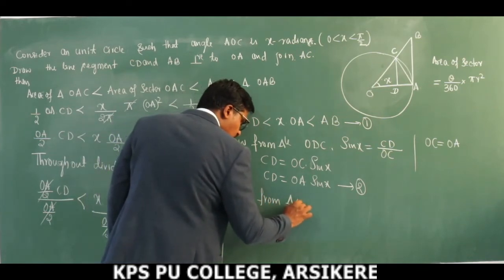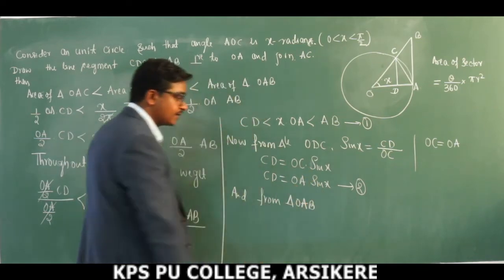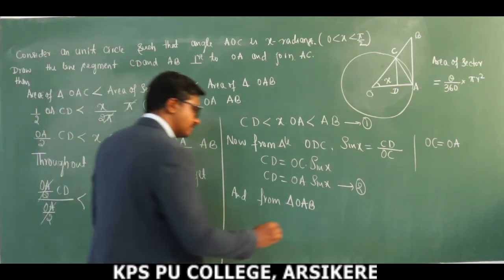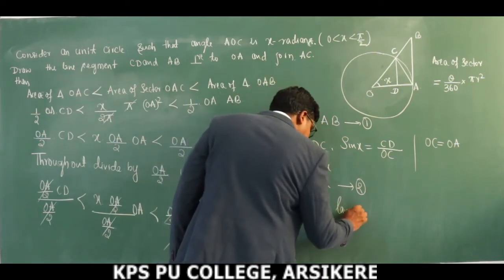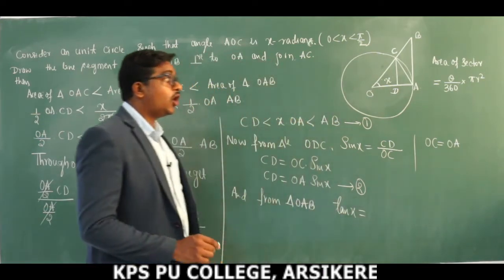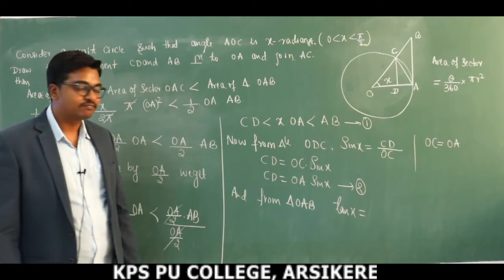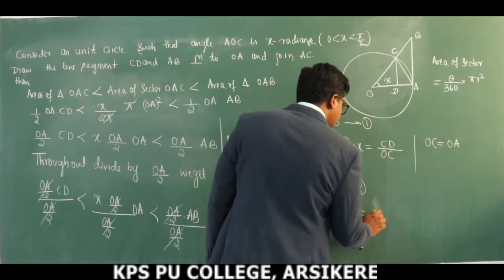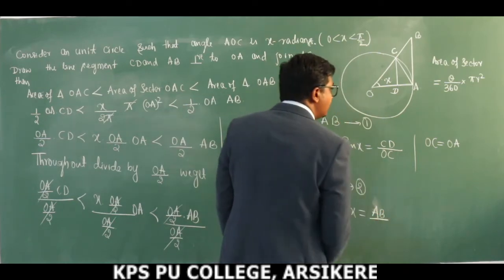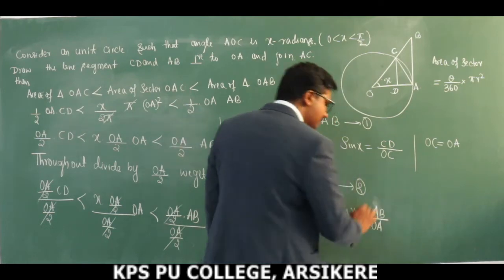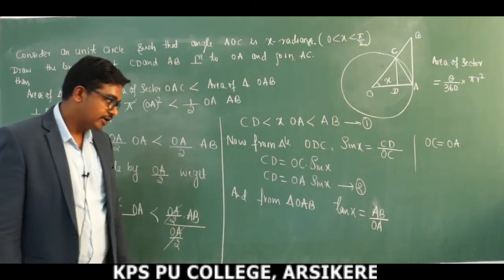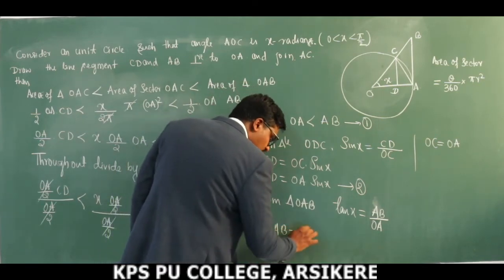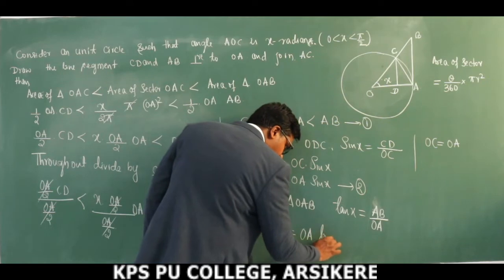From right angle triangle OAB, here we will consider the trigonometric ratio tan x. So tan x is equal to opposite divided by adjacent. Opposite is AB, divided by adjacent, which is OA. Therefore AB reduces to AB is equal to OA into tan x.